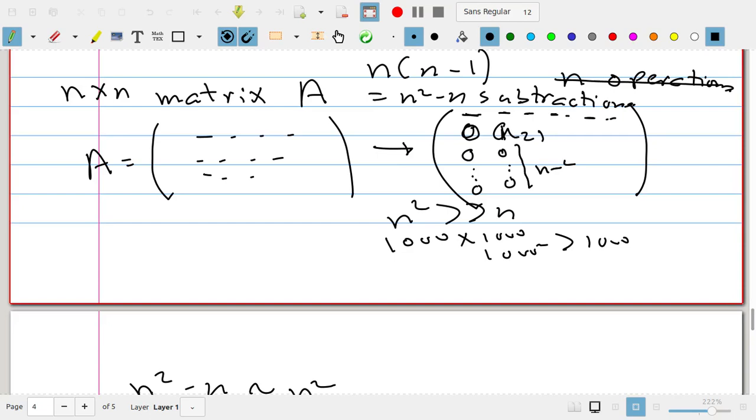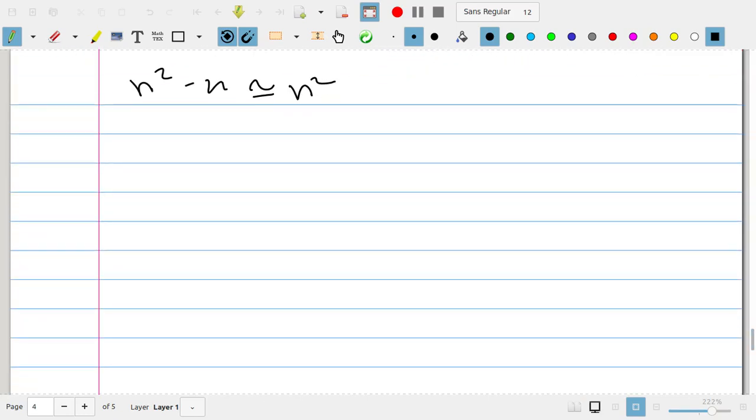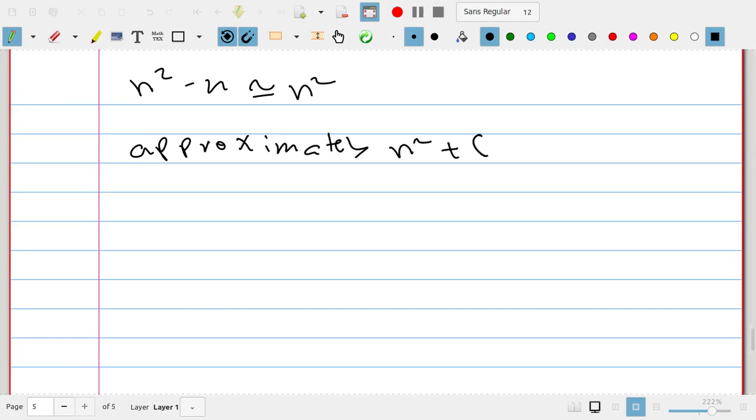So in total, you will have to make approximately n square plus n minus 1 square, and so on, which is approximately equal to 1/3.